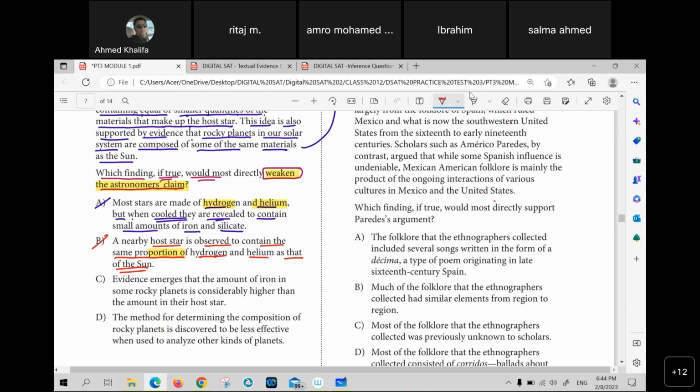Okay. Cross. Evidence appears that the amount of iron in some rocky planets, remember, in some rocky planets, is considerably higher than the amount in their host star. Mister, that could be a finding. Wait a minute, it could be a finding. All of them could be a finding. But that finding, does it weaken or support? Look at this one here.